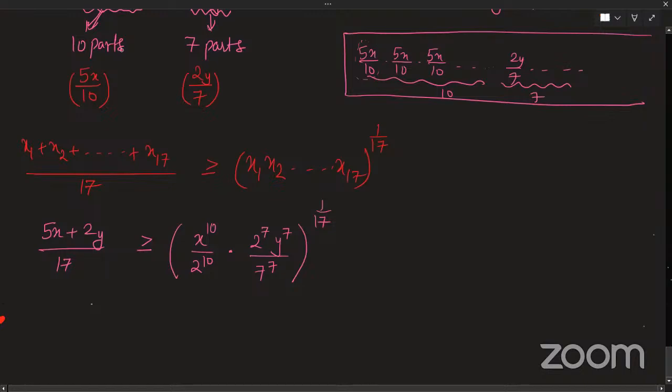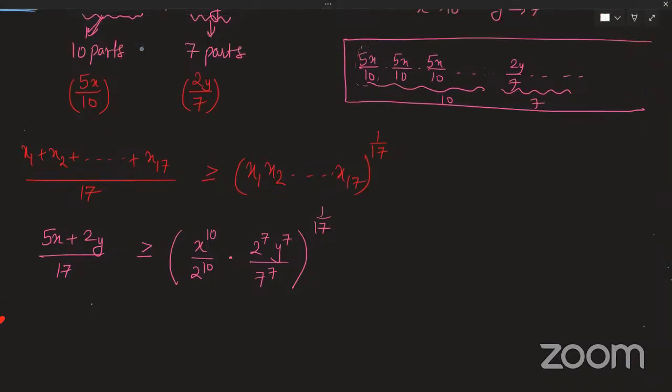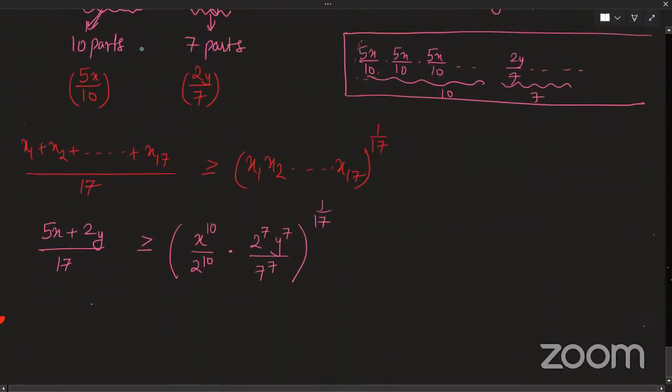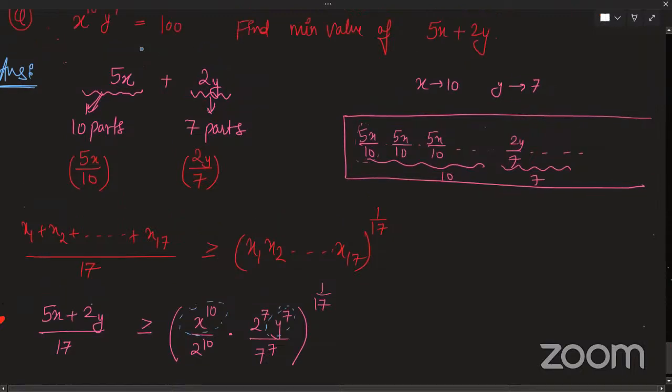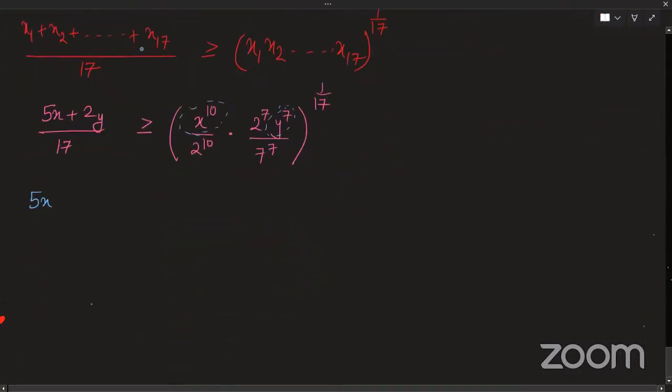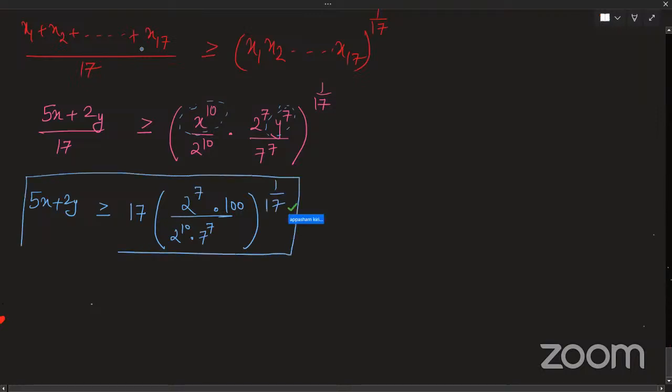Now can you tell me, I already know the value of x raised to 10 multiplied by y raised to 7. What is it? It's 100. So 5x plus 2y by 17 is greater than or equal to 17 times 2 raised to 7 by 2 raised to 10 into 7 raised to 7 into 100, whole raised to 1 by 17. That is what you will do.